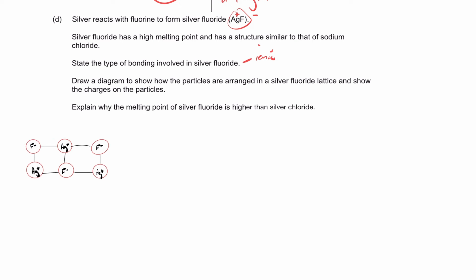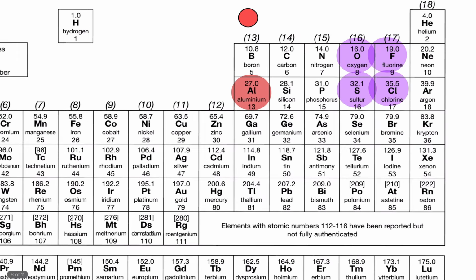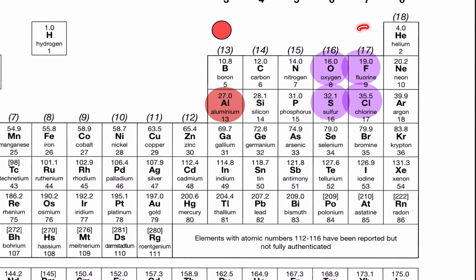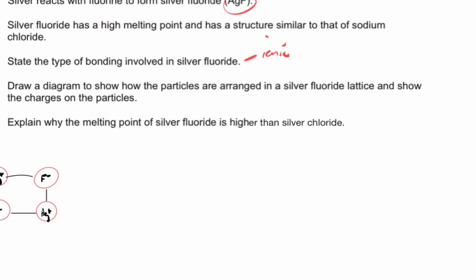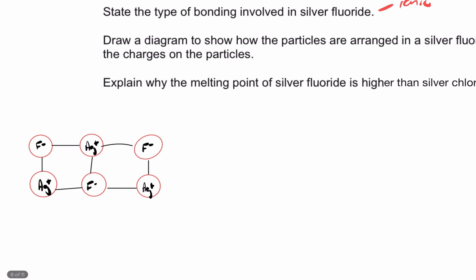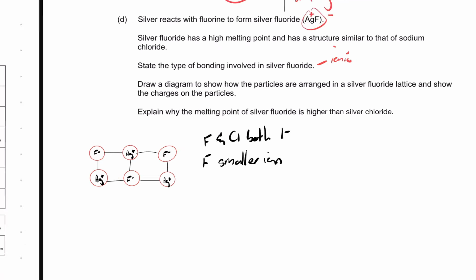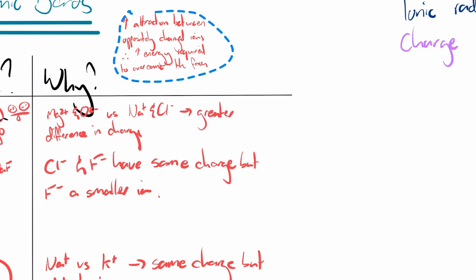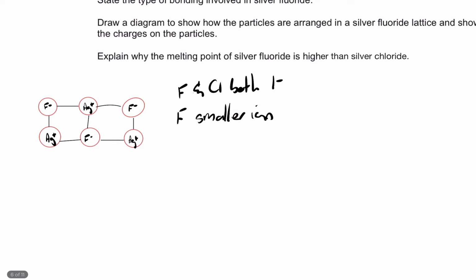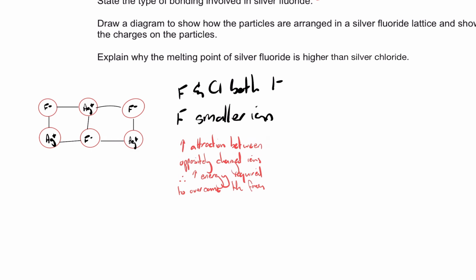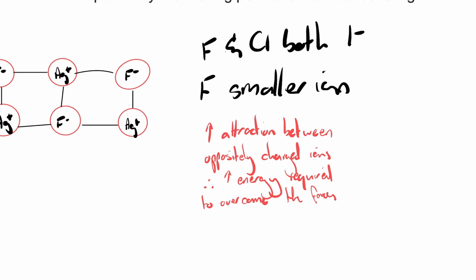But explain why the melting point of silver fluoride is higher than silver chloride. So there, we know the Ag is not the factor, it's the fluoride and the chloride. So there, all are going to be minus charge. Fluoride is going to be smaller than chloride. So F and Cl both 1 minus. F, smaller ion. So, and now we can just use our catch-all here. Therefore, greater attraction between oppositely charged ions, therefore more energy required to overcome the forces.